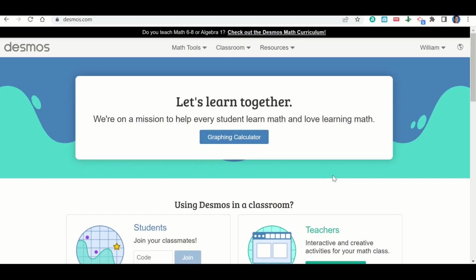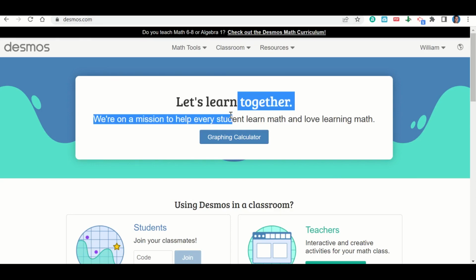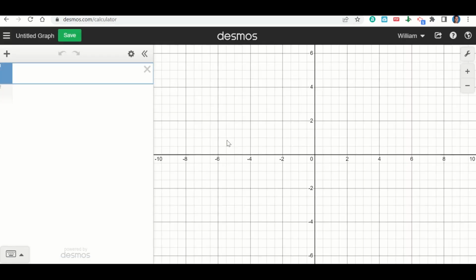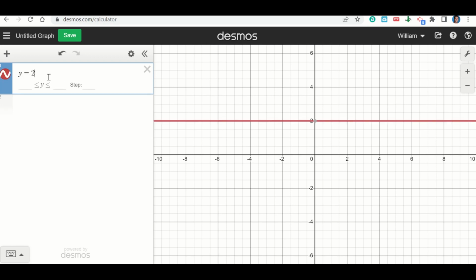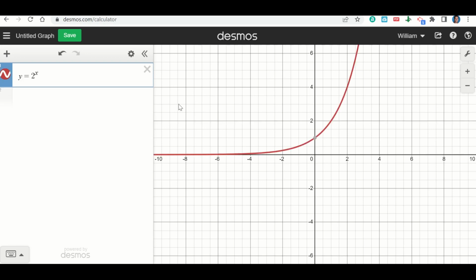Let's talk now about how we can use Desmos to check our work when dealing with exponential functions. So we'll go here to desmos.com and we're going to click on Graphing Calculator. And it should take us to a page that looks like this. Right here is where we can enter the equation for our exponential function. So let's go ahead and do that. So let's say it was y equals 2 to the x. Well, as we can see, it graphs it for us. It shows us what the curve looks like. And we can enter any equation in here.